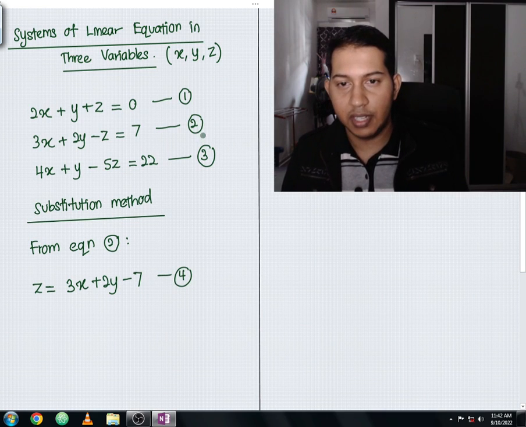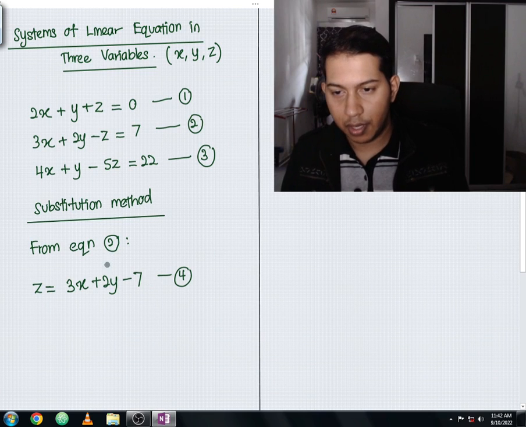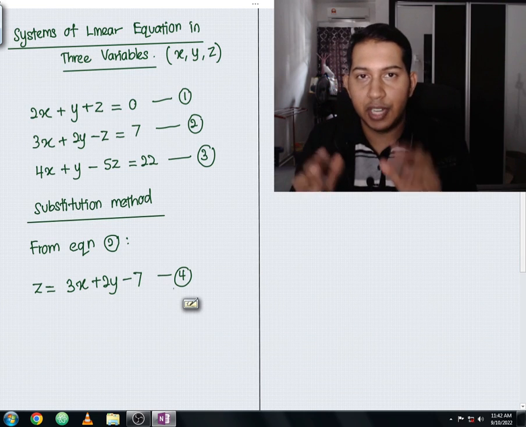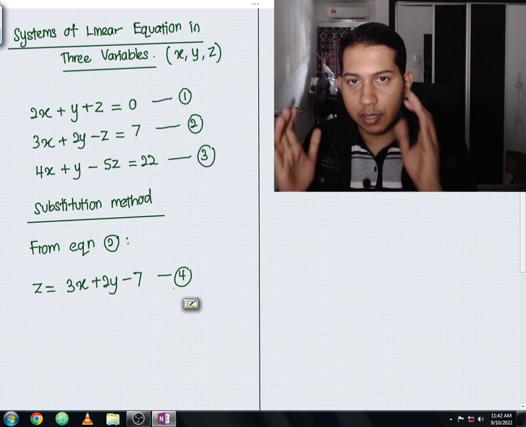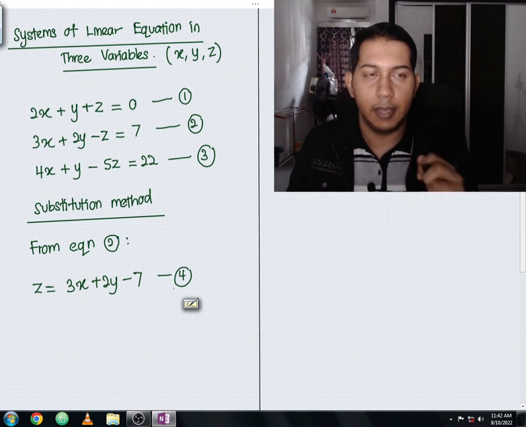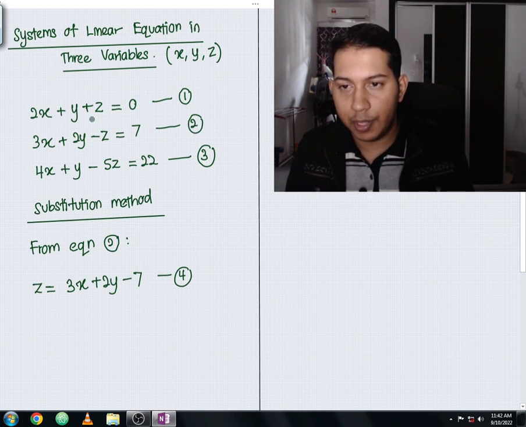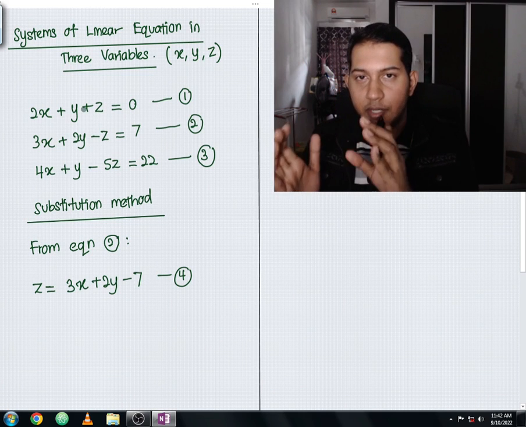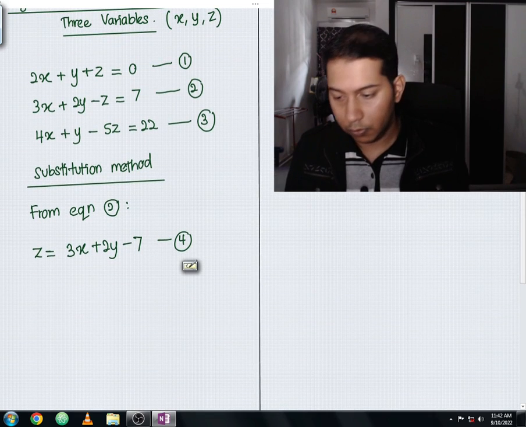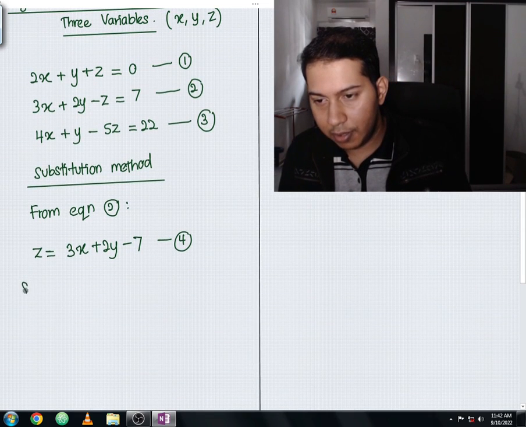Okay, so since you take it from equation number 2, this is equation number 4. You substitute it into equation number 1 first. Our motive here is to reduce 3 variables into 2 variables. That is your first step, guys. Whenever you get 3 variables, make sure your first step is reducing from 3 variables to 2 variables. So from here, substitute.